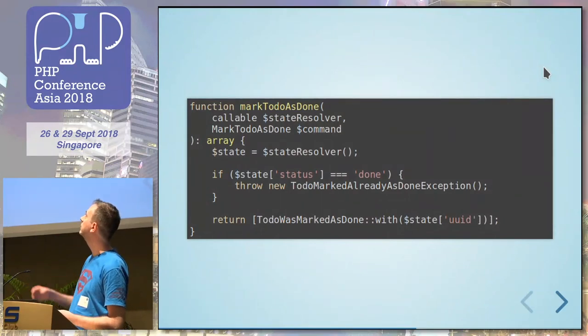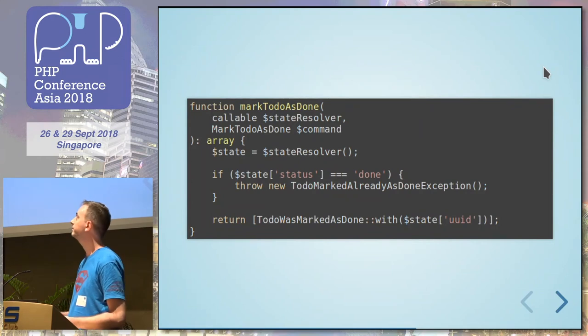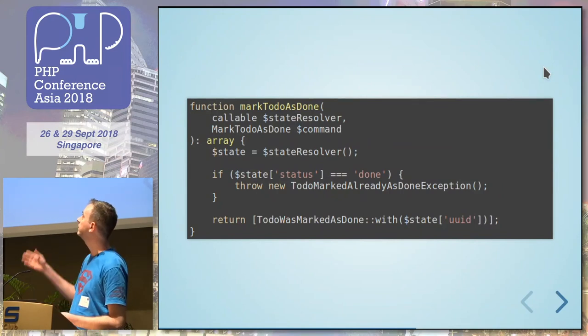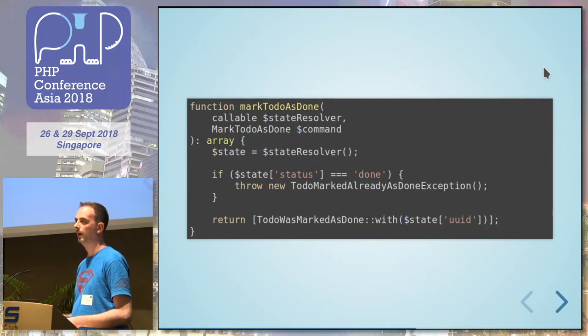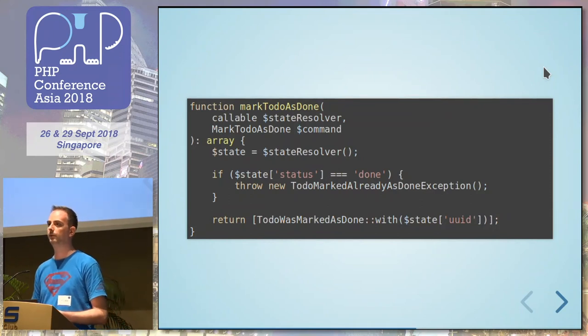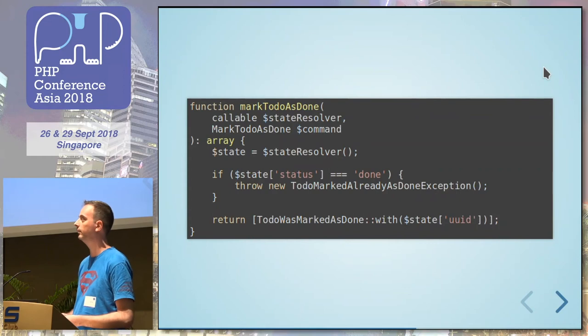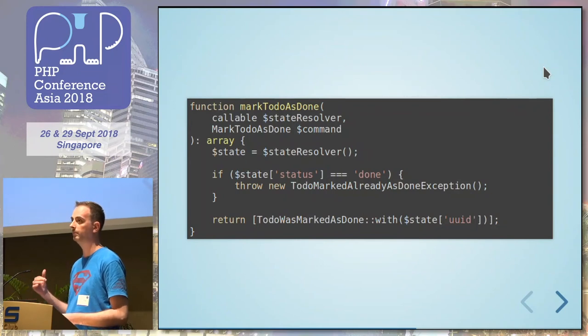So we have our mark todo as done function, and it receives a callable and a command. The callable, when I execute it, is the first thing that I do in this function: I receive state. And what it does internally, it will do a left fold on the history with a match function, which can produce the current state of the application. So you can grab your state like this, and you don't have to take care of what's happening internally. That's part of Proof Micro.